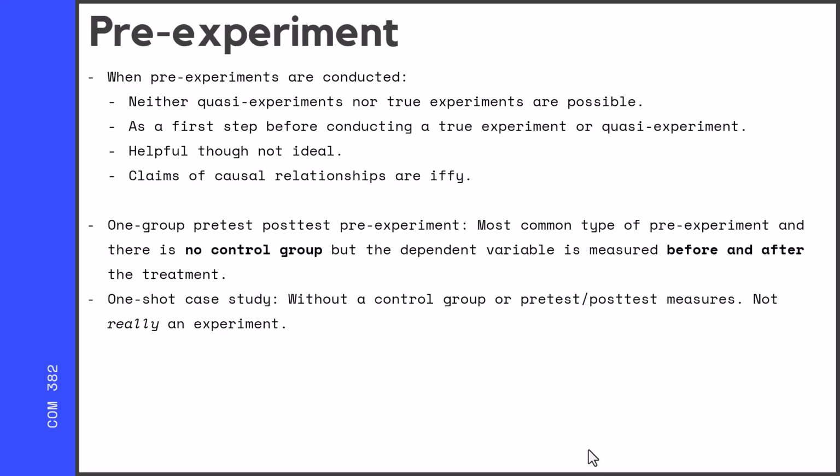A one-shot case study is without a control group or pre-test, post-test measures. It's not really an experiment, but it's kind of like it. So for example, someone's interested in studying social media use during an earthquake. They can't really collect data before the earthquake because they didn't know the earthquake was coming. And so they're only using post-test measures. They can't compare to a pre-test or a control group.